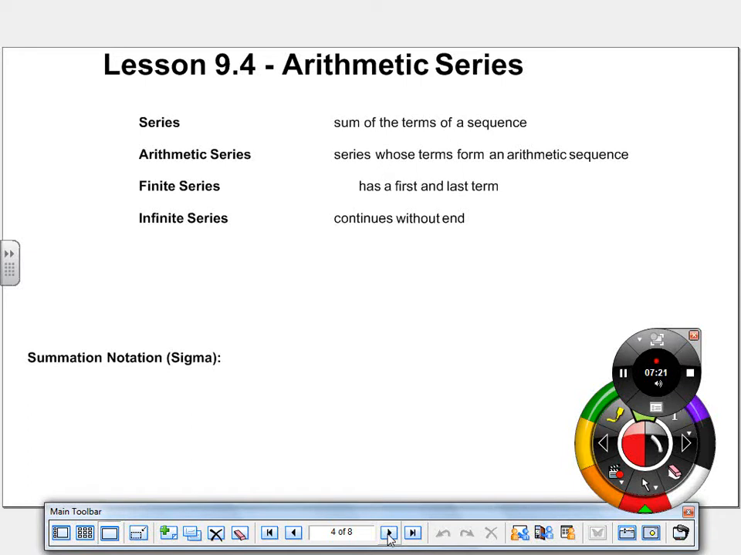So did you guys get the rest of the note guide, the second page of it that was posted online? If not, you just write it down. It's fine.